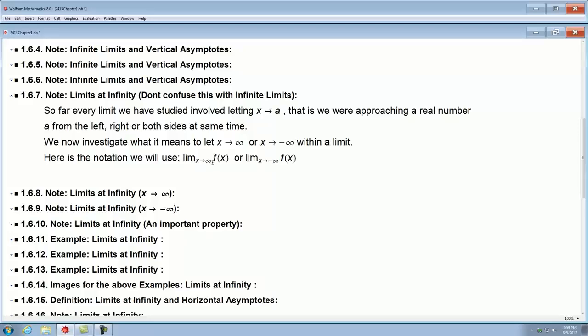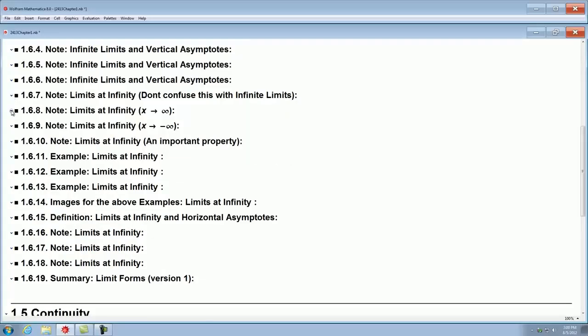Limit x approaches infinity of some function, or limit x approaches negative infinity of some function. So now we're going to let x get arbitrarily large in the positive direction or negative direction. So let's take a look at this here.